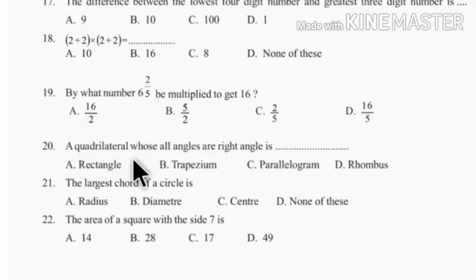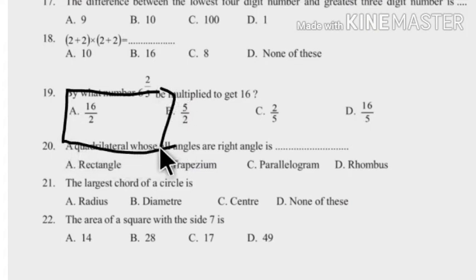A quadrilateral whose all angles are right angles is dash. Rectangle, trapezium, parallelogram, rhombus. This is a rectangle. Here opposite sides are equal. This side and this side are equal, these two are equal. Angles are 90 degrees. All four interior angles are 90 degrees. So this is a rectangle. Now what is a trapezium?